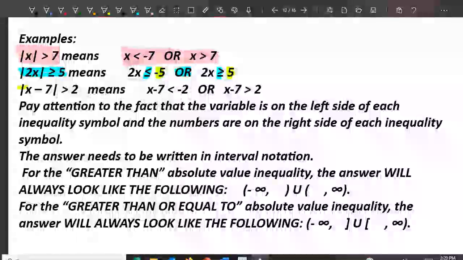Alright, look at this one. We got the word or. I've got a less than symbol on the left, greater than symbol on the right. There's a negative number on the left and a positive number on the right. So we're setting up two inequalities.